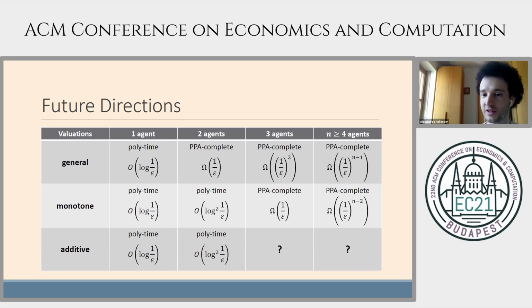Does it become hard already for 3 agents, like in the case for monotone valuations, or do we need to go to more agents? Is it easy for 3 agents? And we hope that our technique of efficient black box reductions can help in resolving this question as well.